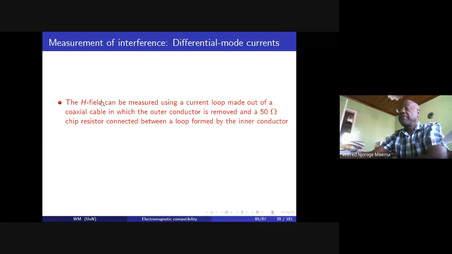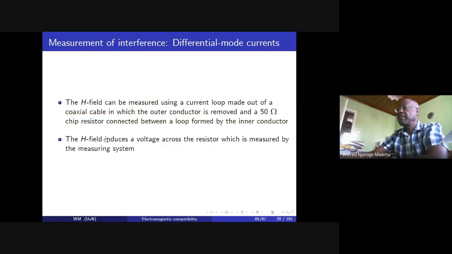The H field can be measured using a current loop made out of a coaxial cable in which the outer conductor is removed and a 50 ohm chip resistor is connected between the loop formed by the inner conductor and the jacket, that is the outer conductor. So the H field induces a voltage across that resistor, which is measured by the measuring system.